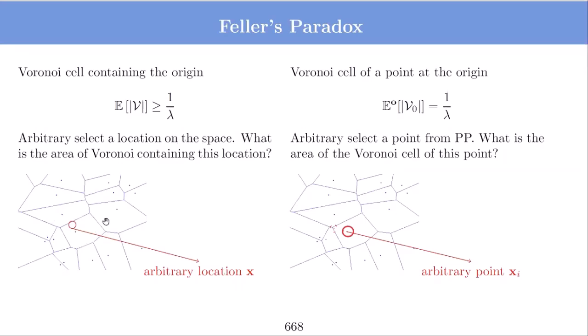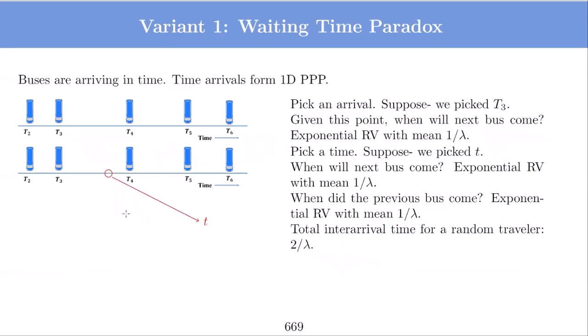Stoichiometry, we have calculated this using stoichiometry. We found that the area of the typical cell is 1 upon lambda, but the area of the tag cell is more than 1 upon lambda, which means the tag cell is more than the typical cell on the average. So I will state this in a much known example, which will make it clear why this looks like a paradox. The one-dimensional variant, also known as the waiting time paradox, will make this phenomenon more clear.